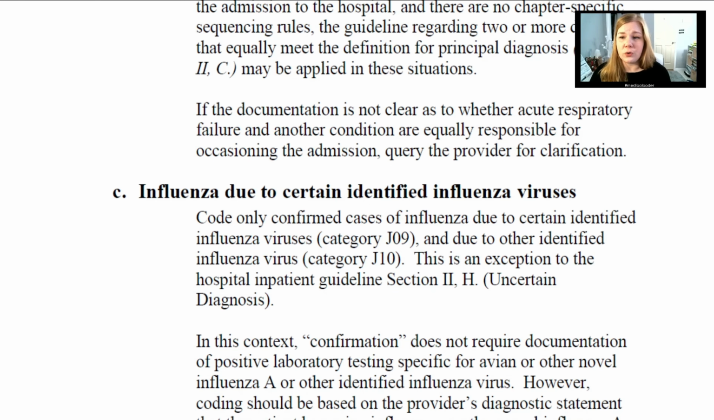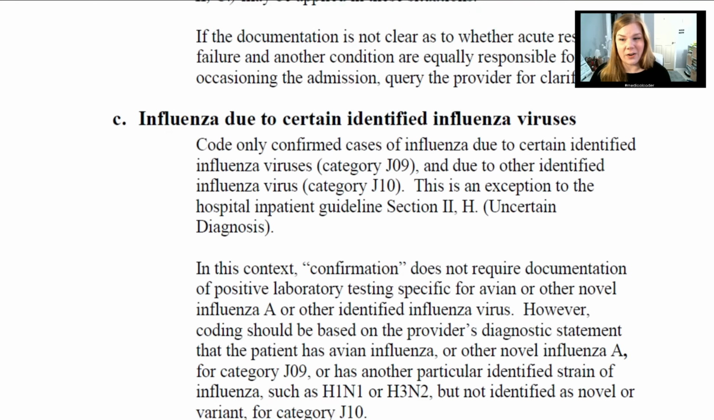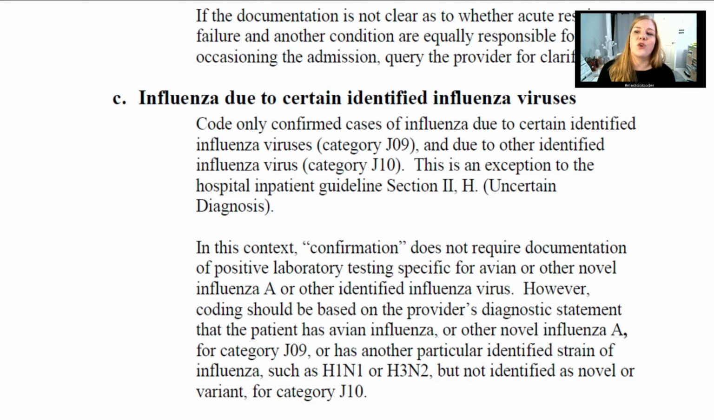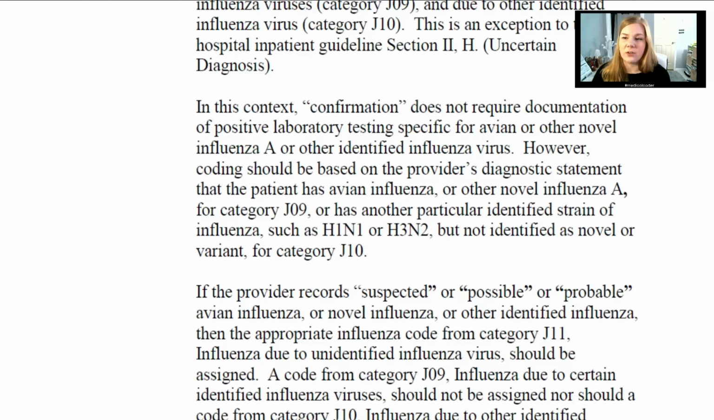Influenza due to certain identified influenza viruses. Code only confirmed cases of influenza due to certain identified influenza viruses, so category J09, and due to other identified influenza virus, category J10. This is an exception to the hospital inpatient guideline section 2H, which is uncertain diagnosis. In this context, confirmation does not require the positive lab result. Again, it can just be provider documentation, provider statement that the patient has that condition.